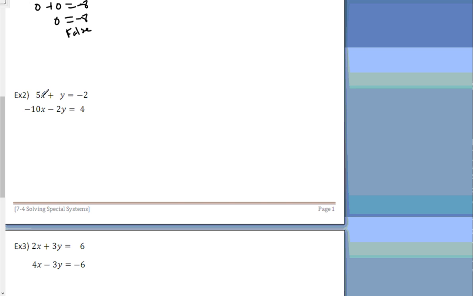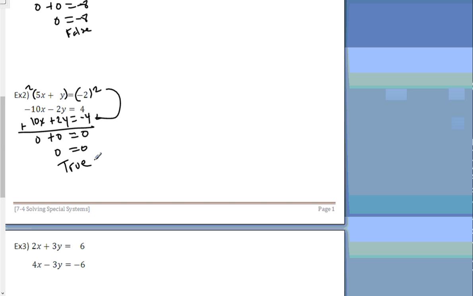In this example, I want to somehow get rid of something, right? Well, right now I notice that this is positive y, this is -2y. So if I multiply the top equation by 2, what happens? Well, this becomes 10x plus 2y equals -4. Add those together, I get 0 plus 0 is equal to 0. I get 0 is equal to 0. Is that true or is that false? That is true.